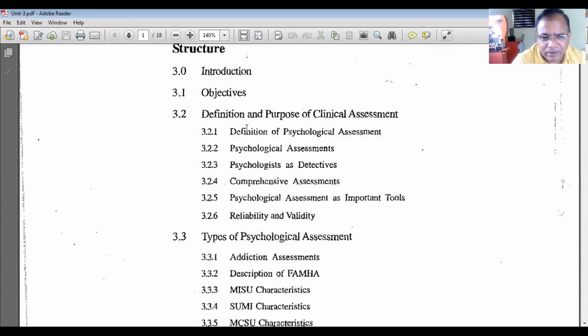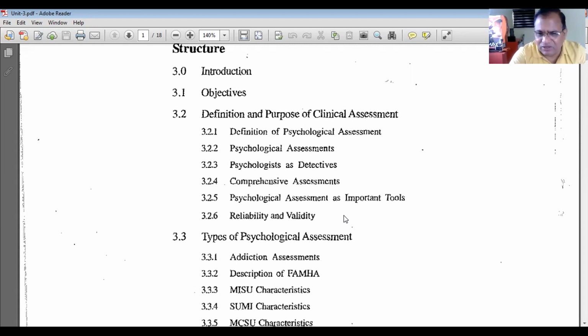Now we take up definition and purpose of clinical assessment. What is given here? Definition of psychological assessment. Psychological assessment itself. Psychologist as a detective. Comprehensive assessment. Psychological assessment as an important tool. Reliability and validity. Now, we'll understand this first part from my knowledge point of view. Then we'll go into detail.